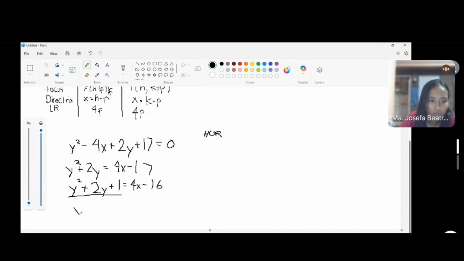And then let's factor out our left hand side. That will be quantity y plus 1, since there's no negative sign, that would be plus 1, quantity squared. Then let's just copy down for x minus 16. Oh, I'm sorry. Let's factor out 4 since they have a common factor, which is 4.